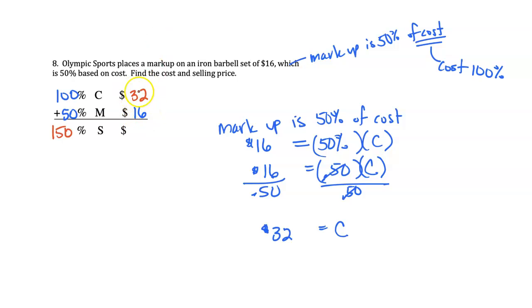And then that helps me add straight down to find out that our selling price is $48. Find the cost and the selling price. We did that.